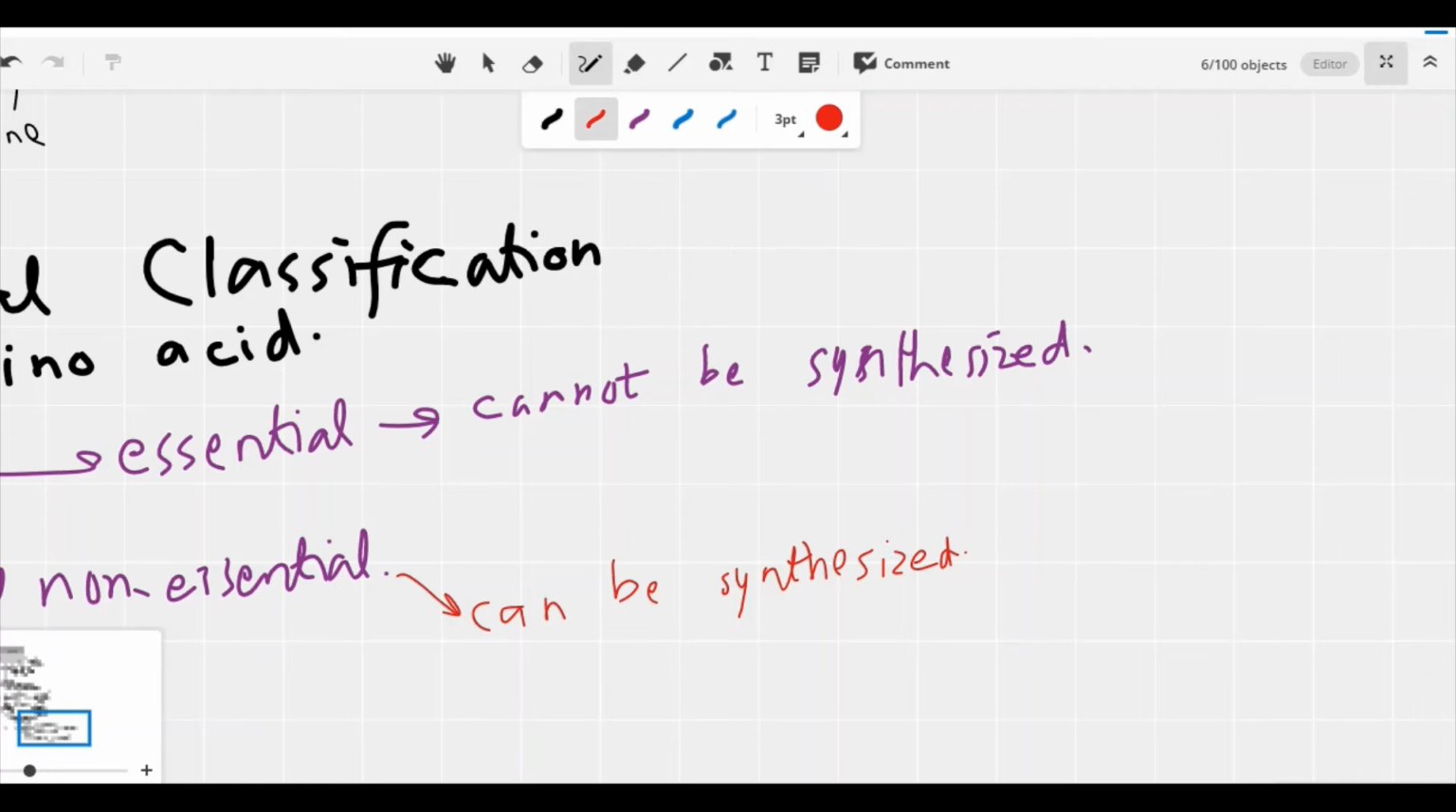Okay, so remember that the body can synthesize about 10 amino acids. So it means 10 are non-essential and 10 are essential amino acids. The non-essential ones are synthesized according to the biological needs, hence they need not be consumed in the diet. That's why they are considered non-essential amino acids. The essential amino acids are those that cannot be synthesized by the body and therefore must be supplied through the diet.